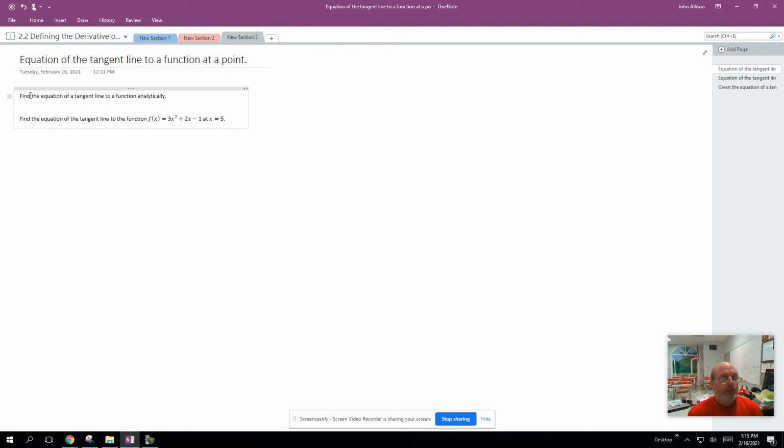All right, so if we're asked to find the equation of a tangent line to a function analytically, so we're given the function in equation form and asked to find the equation of the tangent line to the function at a given x value. Here we're going to find the equation of the tangent line of the function f of x equals 3x squared plus 2x minus 1 at x equals 5. So we did the limit definition for the derivative at a point the other day, and so we're going to use that.